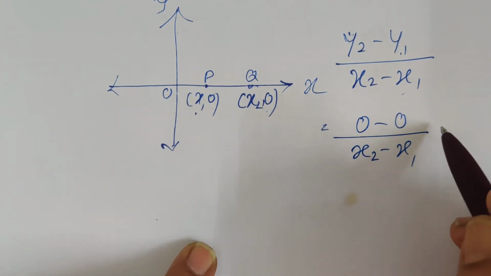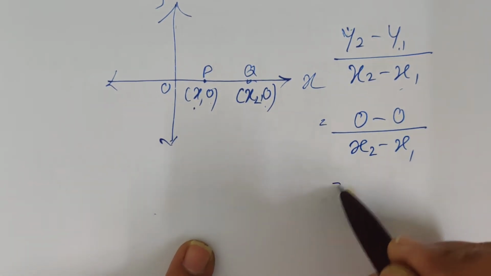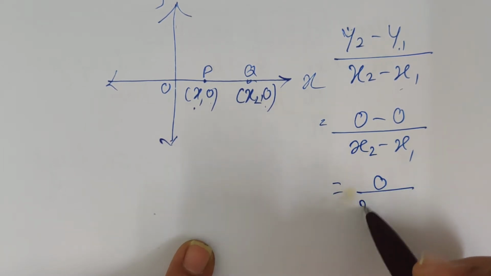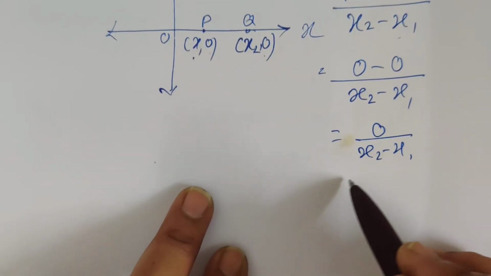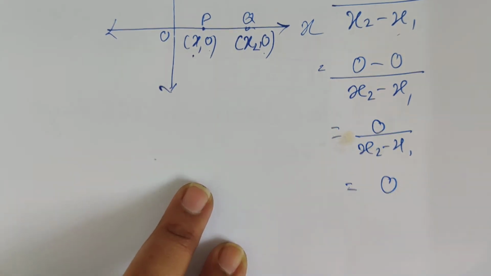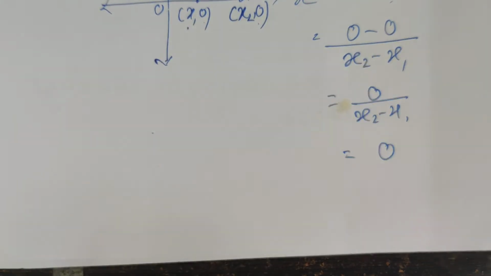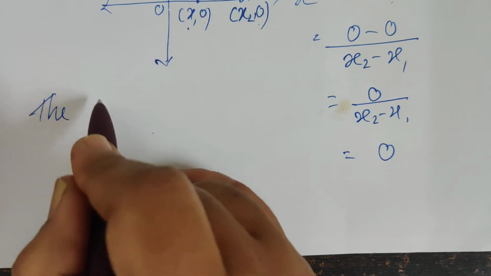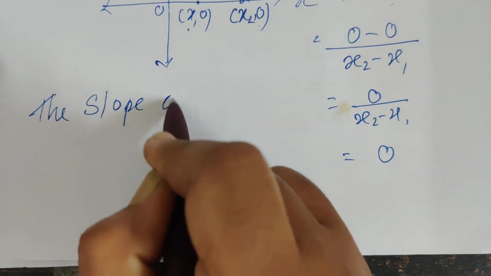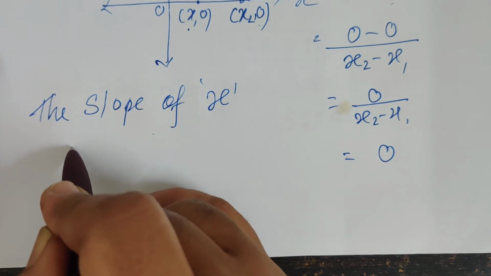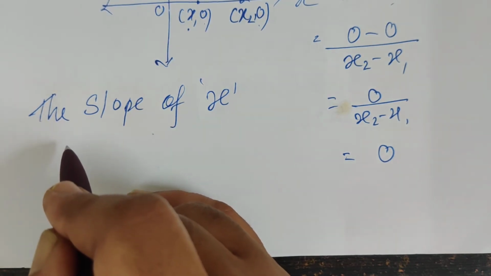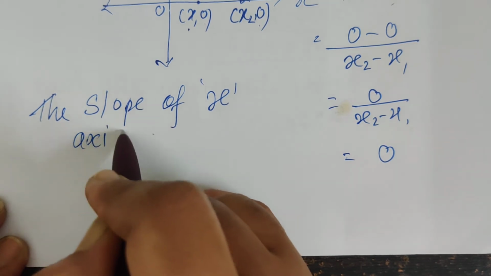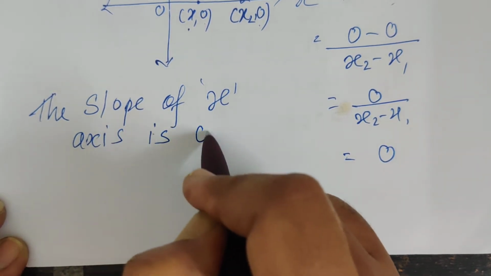And you know the answer of this calculation is 0. 0 upon, you will get x2 minus x1, that means is equal to 0. And so the main important thing is that the slope of the x-axis is 0. Very important point. The slope of x-axis is 0.